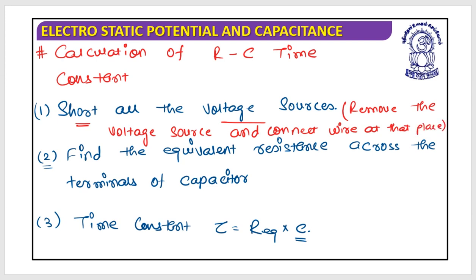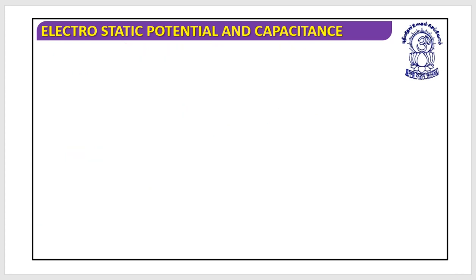Yes, I just need to remove the voltage source and connect a wire at that place. Next, the task would be to find the equivalent resistance across the terminals of the capacitor, that you can do. And the third task would be to find the time constant. It's tau equals R equivalent into C. Yes, can you do this?